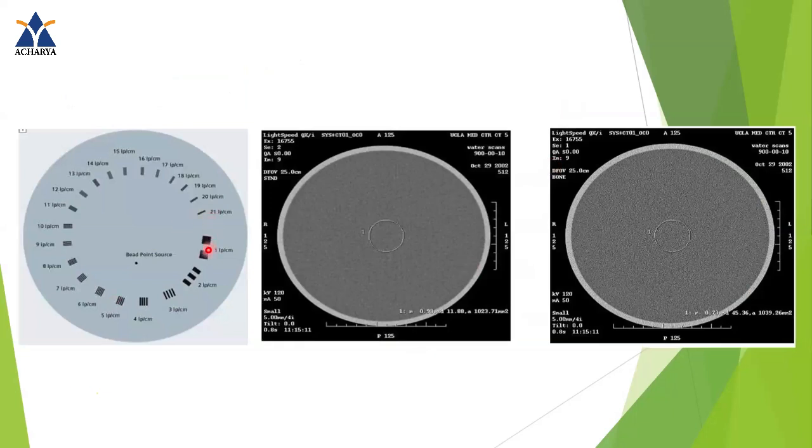This is the image where the spatial resolution is calculated, how many line pairs are present per centimeter. And this is how different mAs affects the image. See, in this image and this image, the second image is very sharp compared to the first image because it had a very high mAs setting.